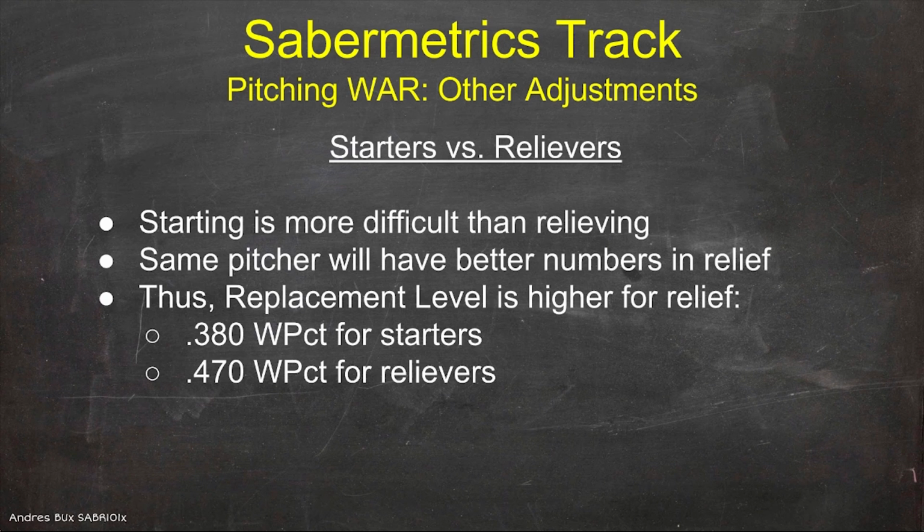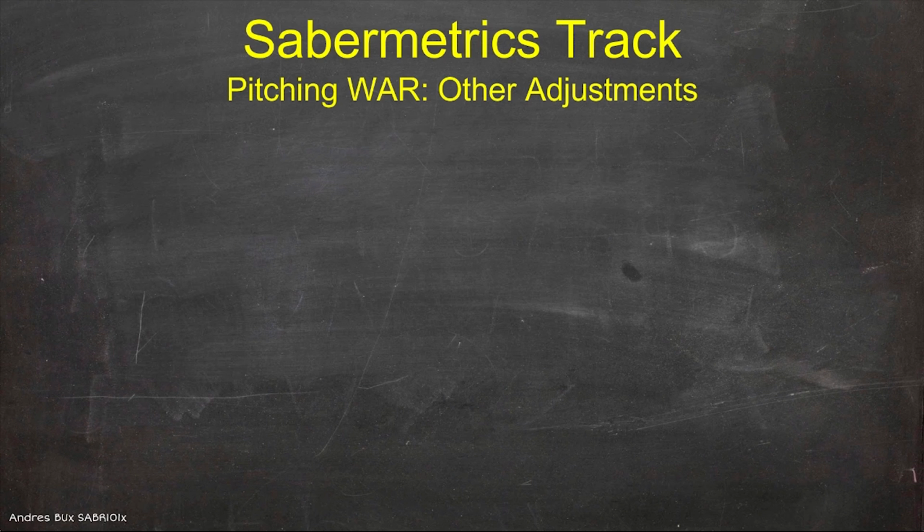When you look at the winning percentage for starters, the replacement level for winning percentage is much lower. If you're a pitcher who has a .380 winning percentage, that's replacement level. But to be a replacement level relief pitcher, you've got to have a winning percentage close to .500. It's got to be .470. So relief pitcher's replacement level is much higher. So you've got to understand that when we adjust for starters versus relievers, they have a much different replacement level because of the numbers that they generate.